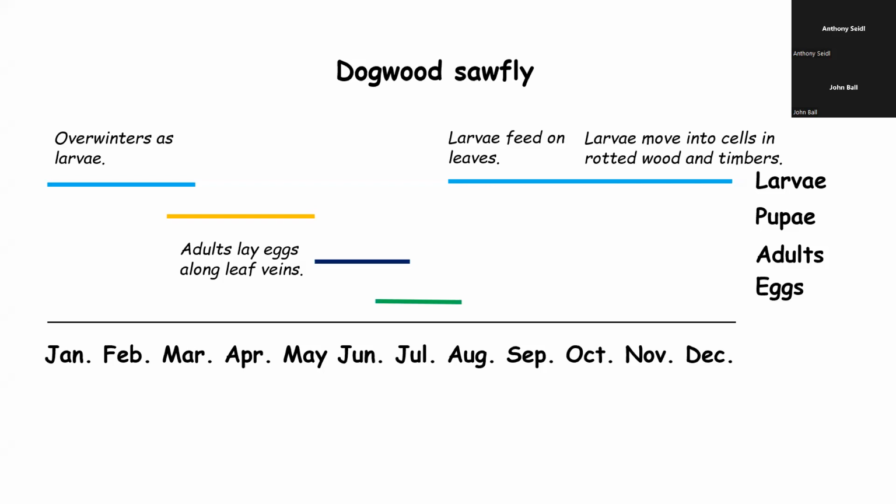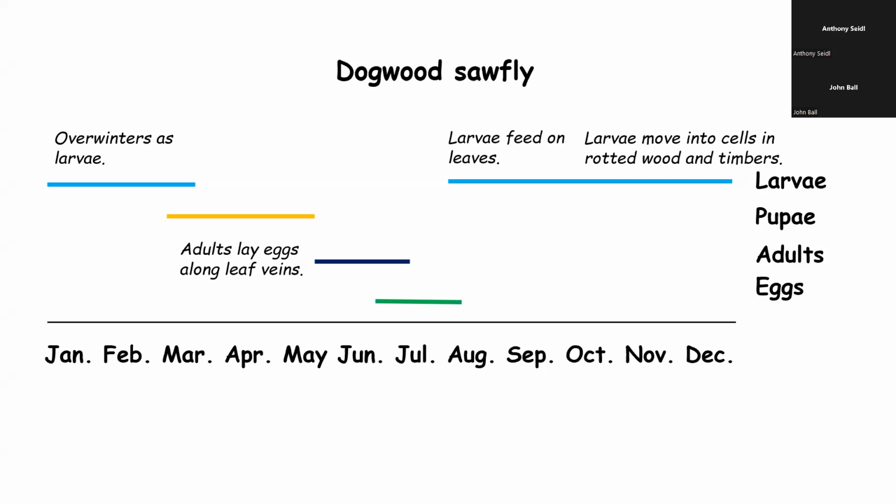They're going to move into cells in rotted wood and timber. For example, if you have a dogwood bed and it's bordered by landscape timbers that are not treated, you can find the cells actually in that.